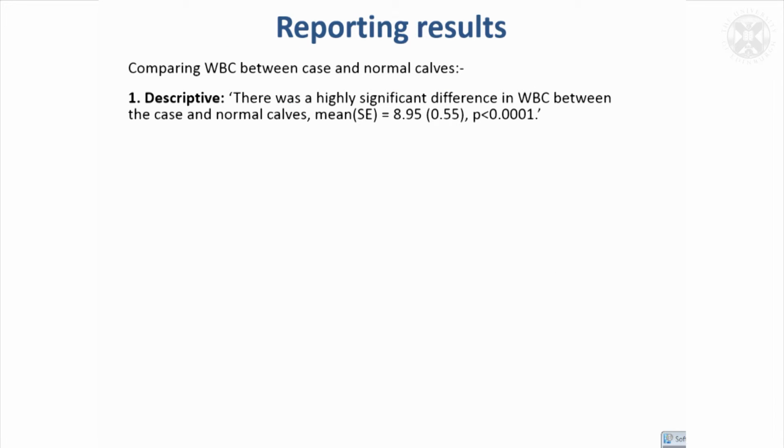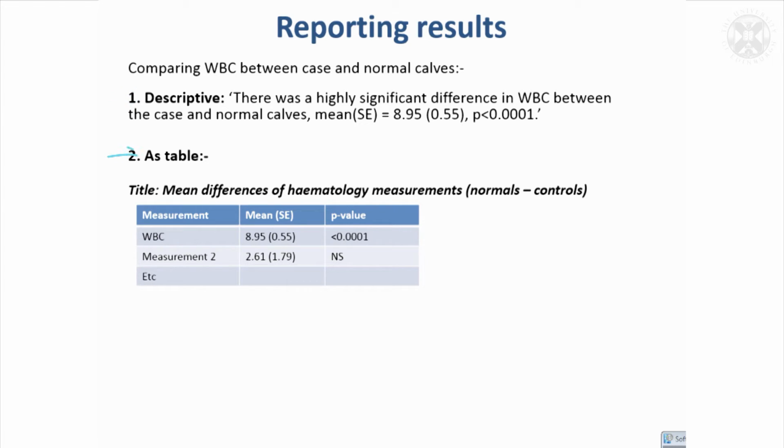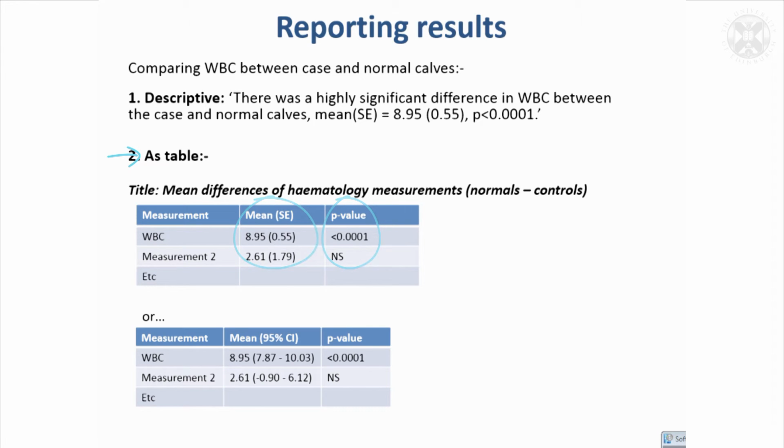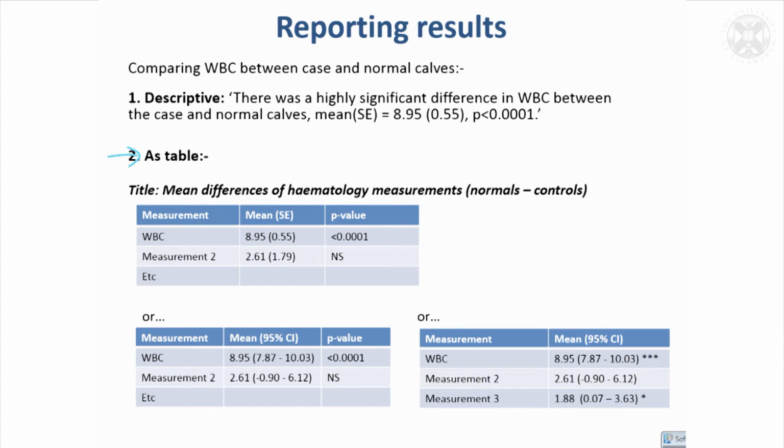A few notes on reporting results. You can either do it descriptively or in table form. You might give a mean difference along with its standard error and the p-value in abbreviated form. Or you could give a confidence interval. Sometimes people find that easier to think about than a standard error. Or instead of giving the exact p-value, you could do what I mentioned just now and put stars on it, which makes it easy to pick out which results were going to be significant.